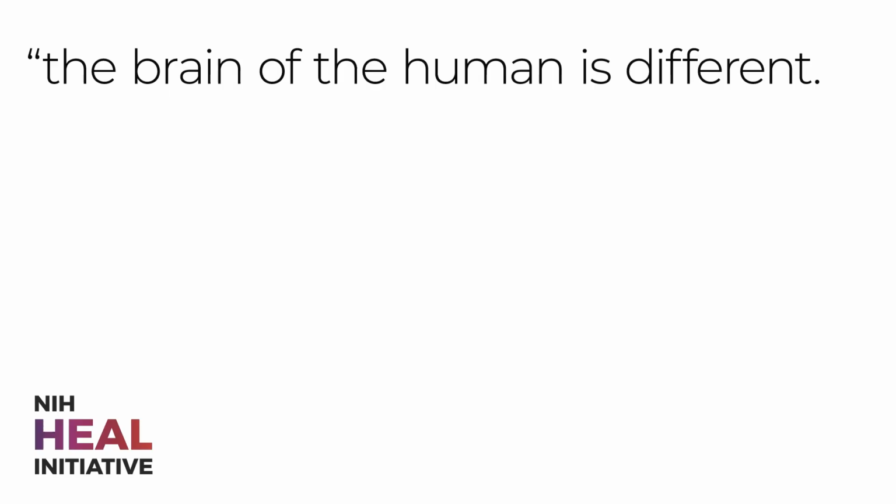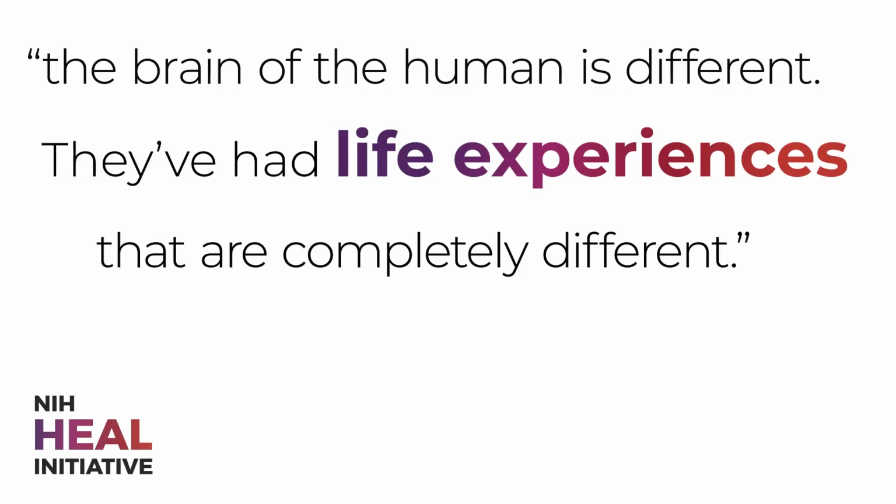Number one, the brain of the human is different. They've had life experiences that are completely different. They're living with a partner who is supportive or not supportive. And there's a variety of reasons why it's different. But that's not why I'm trying to develop this model. I'm hoping that my model, what I do, allows me to be predictive of something that might work in the human. Not that it's trying to completely mimic the model. But this is a real issue.